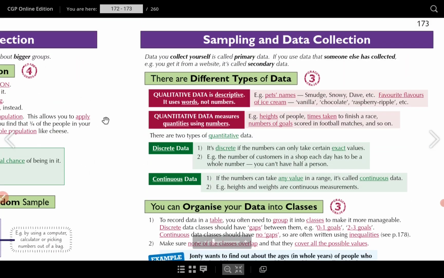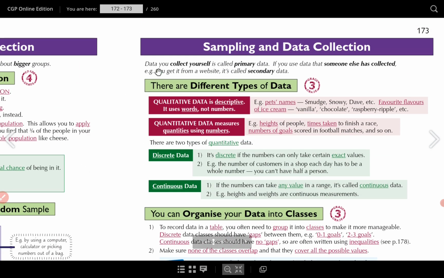Okay, so now in sampling and data collection, data you collect yourself is called primary data, and if you use someone else's data, somebody already collected the data, we call that secondary data, okay? So there are different types of data altogether. Depending on the collection of data, you have primary and secondary, but then you have other types of data.